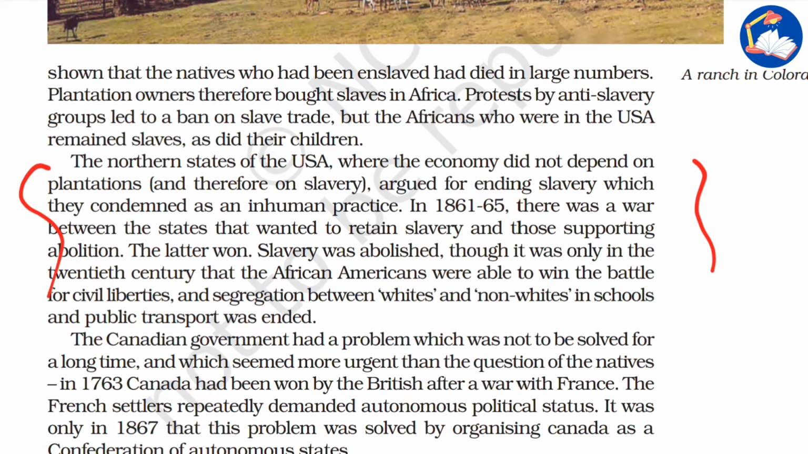So what happened was there was a division between the slavery-supporting groups and those who were against slavery. Especially the northern states wanted to abolish slavery because they thought it was an inhuman practice. In 1861 to 65, there was a war between the states that wanted to retain slavery and those supporting abolition. And those supporting abolition won, and slavery was abolished.